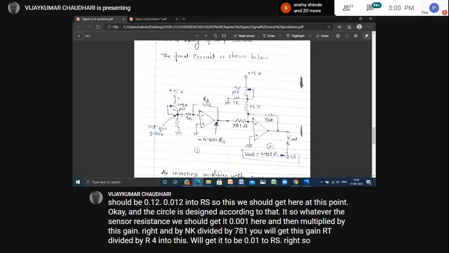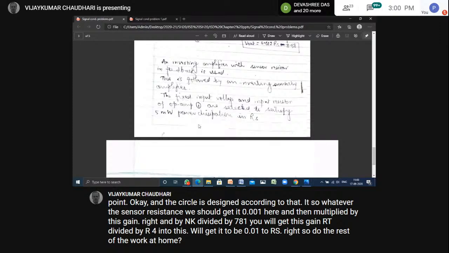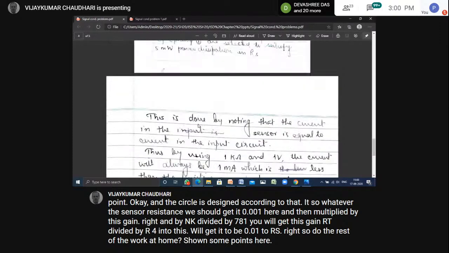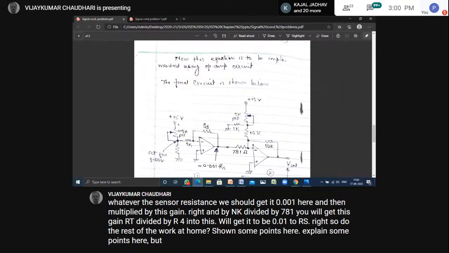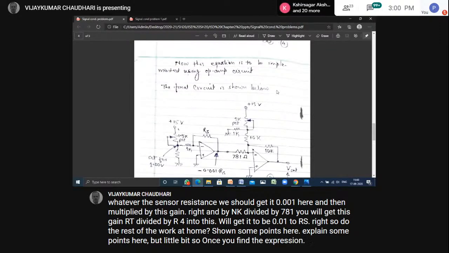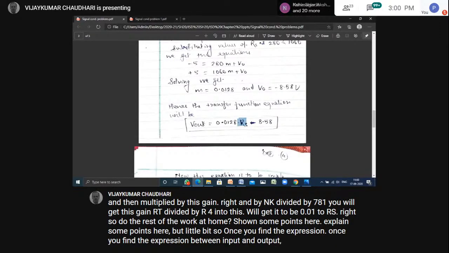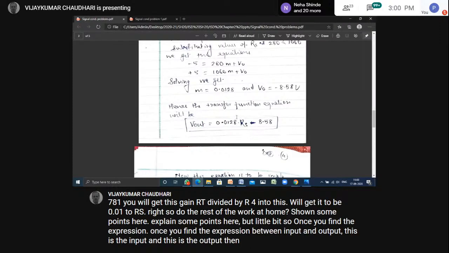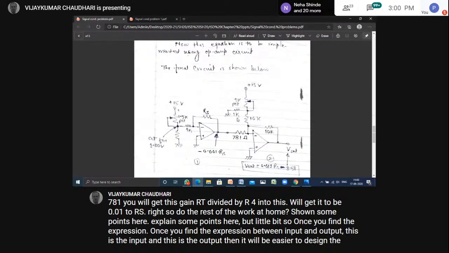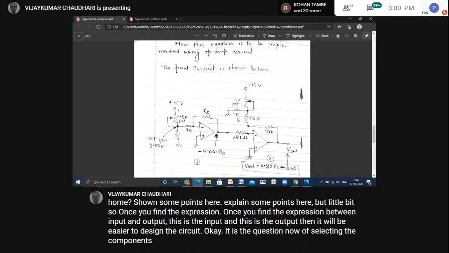So do the rest of the work at home then. I have shown some points here, explained some points here, but do it at home. So once you find the expression between input and output, this is the input and this is the output, then it will be easier to design the circuit. It is then a question of selecting the components and the values of the components.